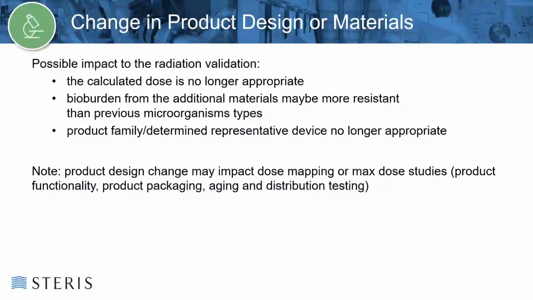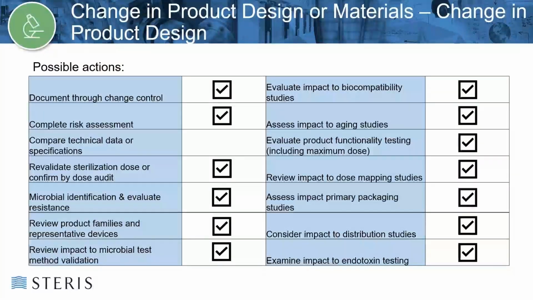Possible impact to the radiation validation is that the calculated dose is no longer appropriate. Bioburden from the additional materials may be more resistant than previous microorganism types, and product families determined and representative products may no longer be appropriate. A change in product design may impact dose mapping or max dose studies, which include product functionality, product packaging, aging, and distribution testing. The change, again, should be documented in a formal change control.